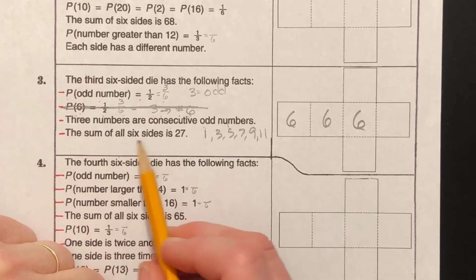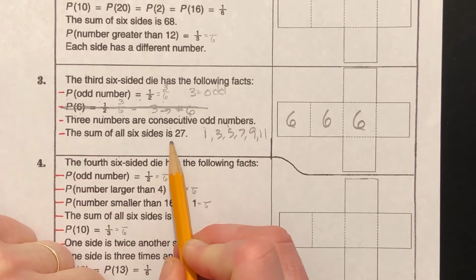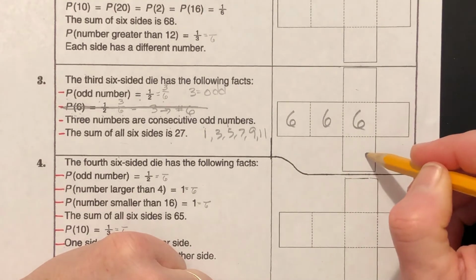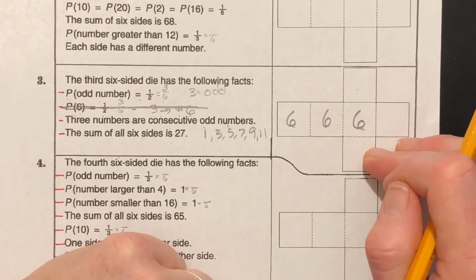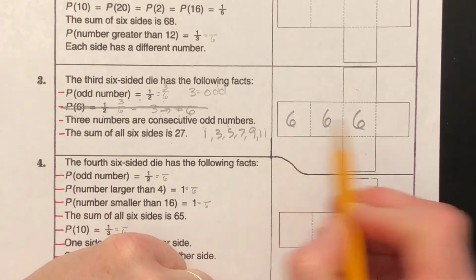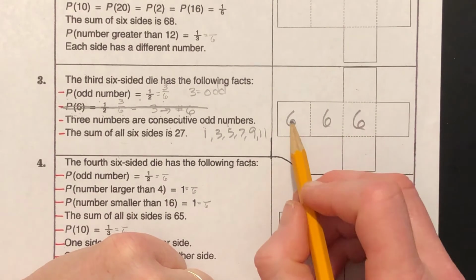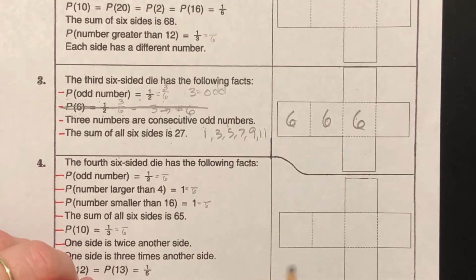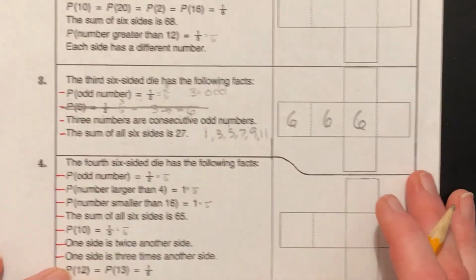The sum of all 6 sides is 27. All right, so the other 3 sides are going to be odd, and they're going to be consecutive odd numbers, and altogether everything adds up to 27. Well, let me see what we've got so far. We need 27, 6, 12, 18. Okay, so altogether we need 27.